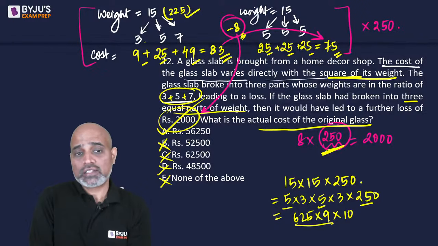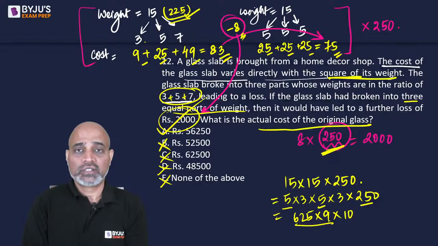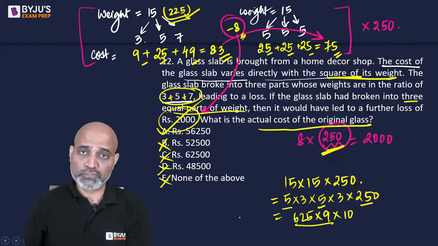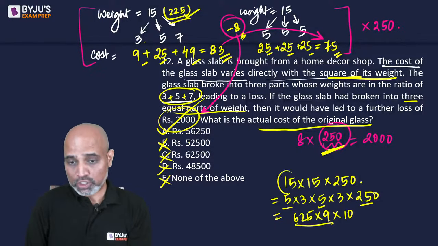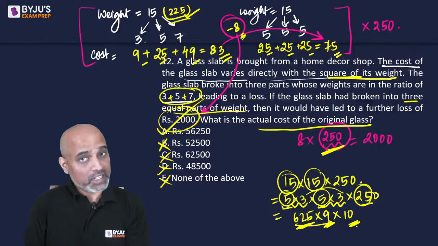Well, the original glass cost us 225. So we need 225 into 250. 225 into 250, if you are good with it, you can go ahead and solve it. Otherwise, what I did was I broke down 15 into 2 smaller parts, and then took 5s only because I know 25 into 25 is 625. Then I took 3 and 3, 9, and then a 10.